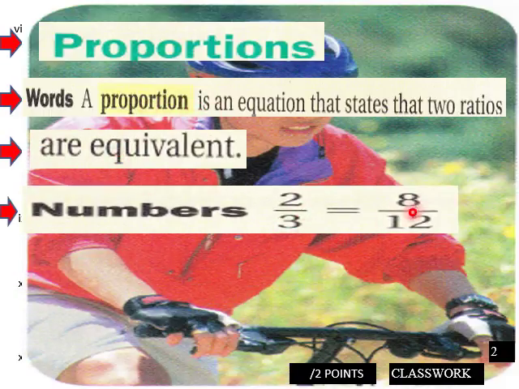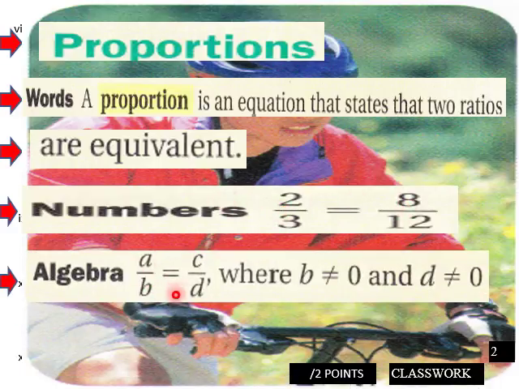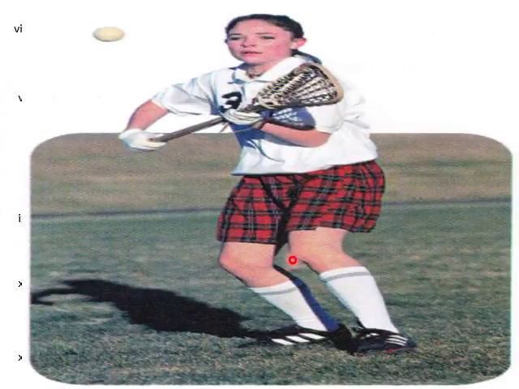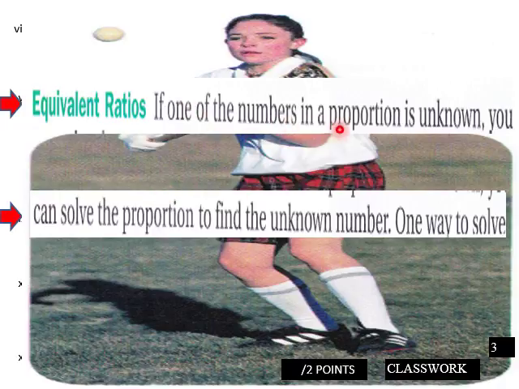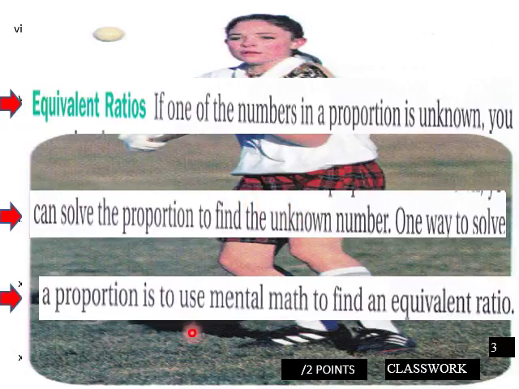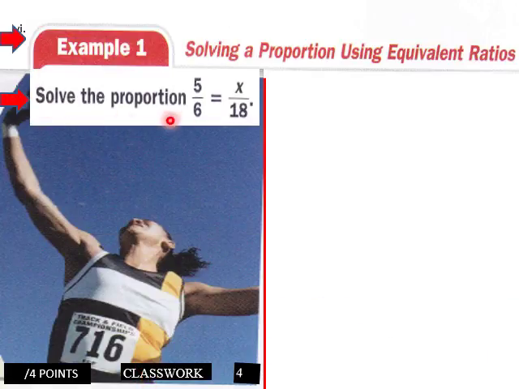For example, 2 over 3 equals 8 over 12. Yes, it does. So in algebra, A over B equals C over D, with restrictions on the denominators. For equivalent ratios, if one of the numbers in a proportion is unknown, you can solve the proportion to find the unknown number. One way to solve a proportion is to use mental math to find the equivalent ratio.